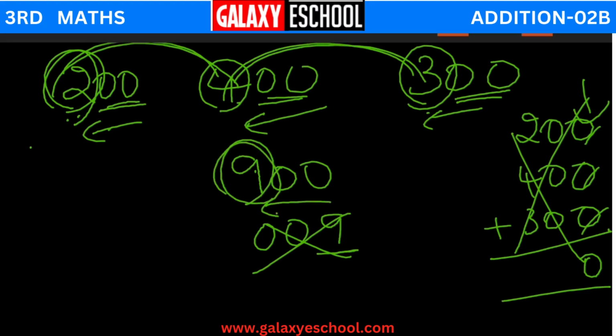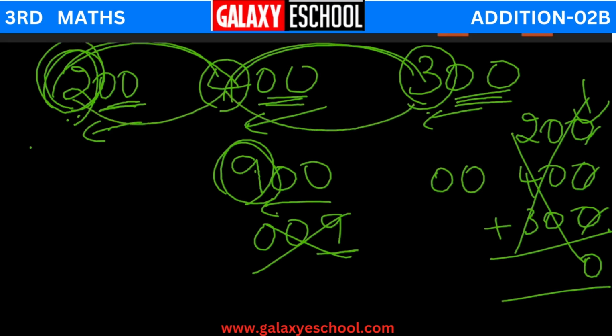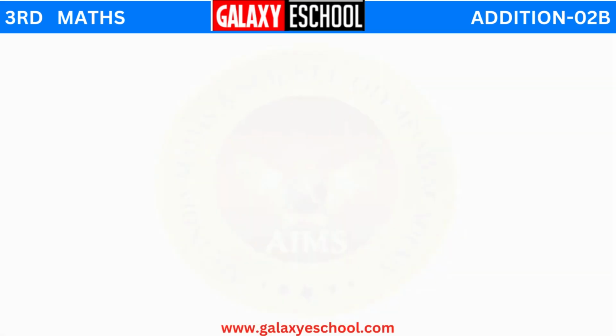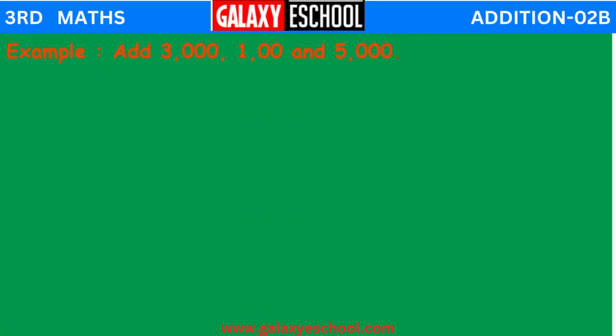Now how did we add this orally, children? We saw that all the numbers are having 2 zeros. So we wrote 2 zeros. Then we added the remaining numbers. 2 plus 4 becomes 6. 6 plus 3 becomes 9. So the answer is 900, which is read as 900. Clear, children? This is easy, right? Oral addition. Simply add the numbers. No need of writing down the numbers and doing a big addition.